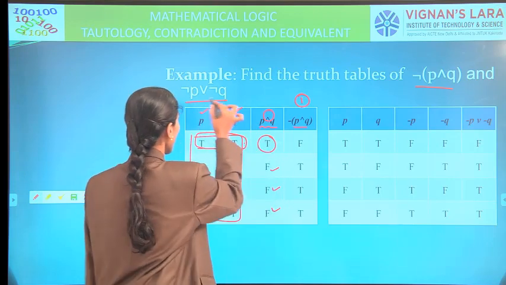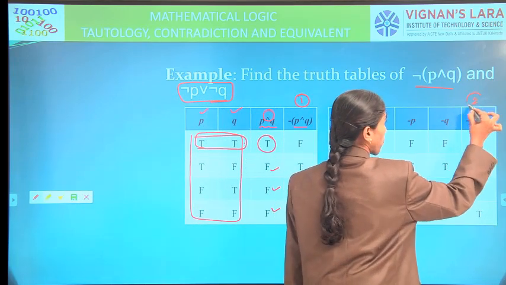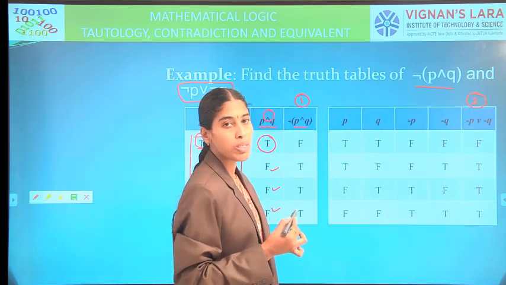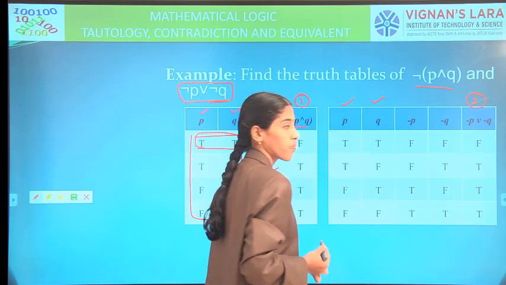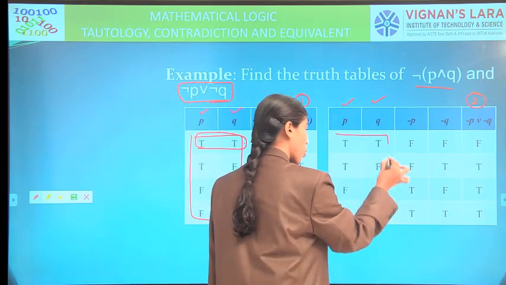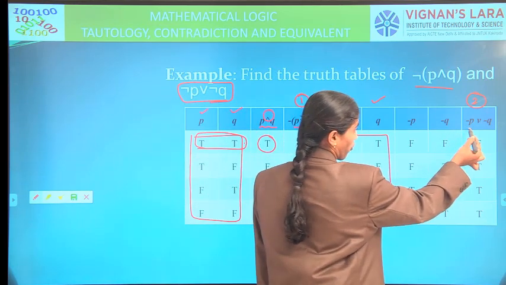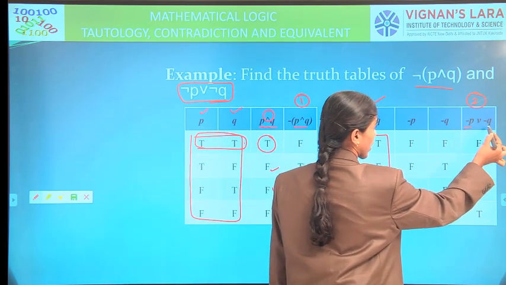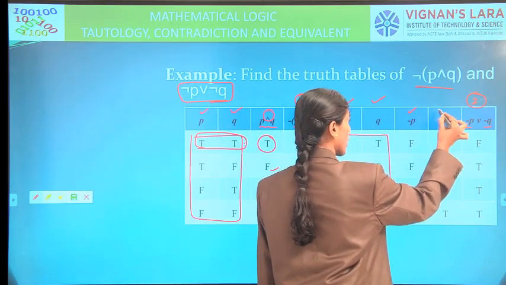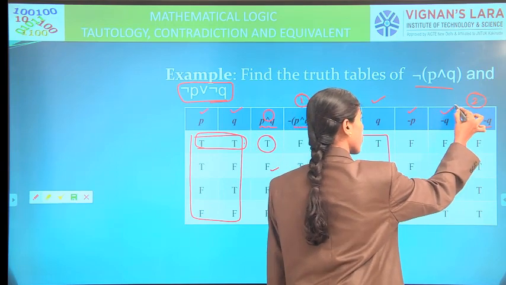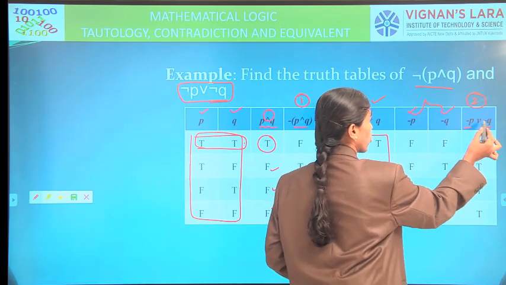Now coming to the second truth table. What is the second one? Negation P or negation Q. To find the truth values of this proposition, because it consists of two variables, we get four possible combinations of truth values. If we split the given proposition, first one is negation P, second one is negation Q. Negation of P we calculate using the first column and negation of Q using the second column.